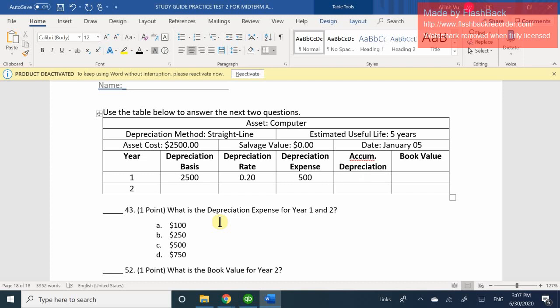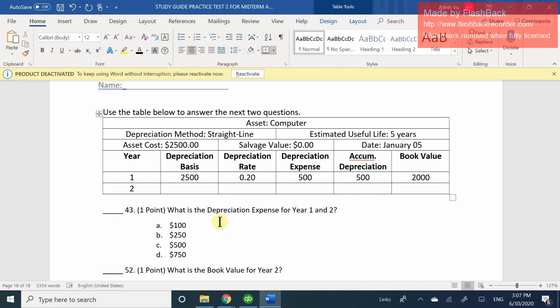Because the answer I got for the total isn't on the list. Okay, accumulated depreciation should remain. It should be the same in year 1. Good. All right. So 500, 2,500 minus 500 is 2,000. Good. Yes. Bring 2,000 down for the start off second year basis.